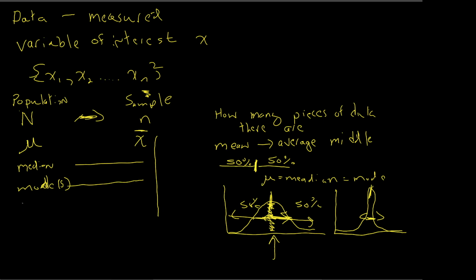And so the other thing we could talk about is the variance, which for a population is sigma squared, and for a sample is s squared. And that's our variance. And the variance leads to the standard deviation, which is sigma and s. And that's the standard deviation.